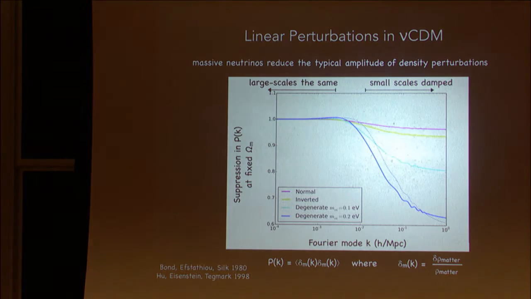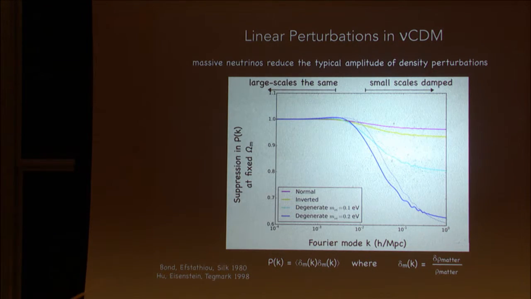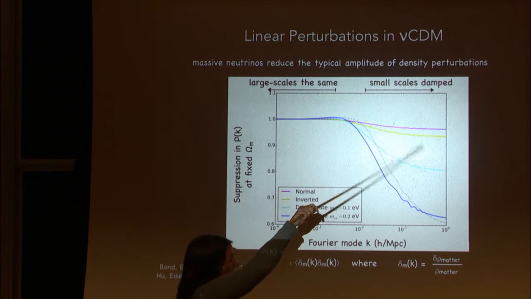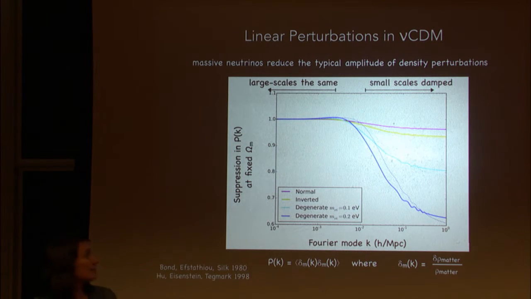And so this leads to the usual suppression in the matter power spectrum, where on large scales, at fixed omega matter, the large scale power spectrum is about the same. And on scales below this free streaming scale, the amplitude of clustering is suppressed.